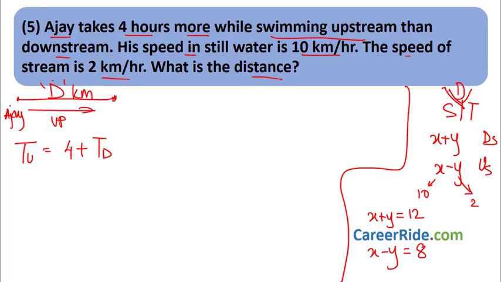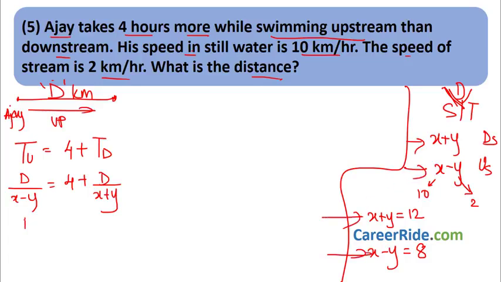Time is nothing but distance upon speed. So distance traveled upstream is nothing but d kilometers divided by speed, which is x minus y, the upstream speed, right? 4 plus, what is the downstream distance? It is same, d divided by the downstream speed, which is x plus y. We have seen over here, and the values for x plus y and x minus y are given over here. So d upon 8 would be equal to 4 plus d upon 12.